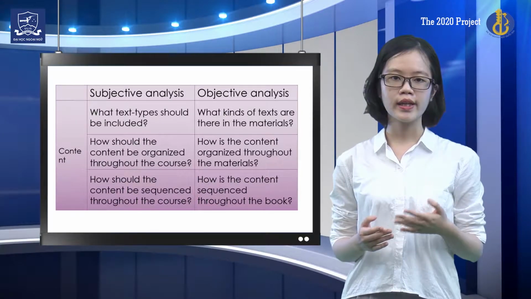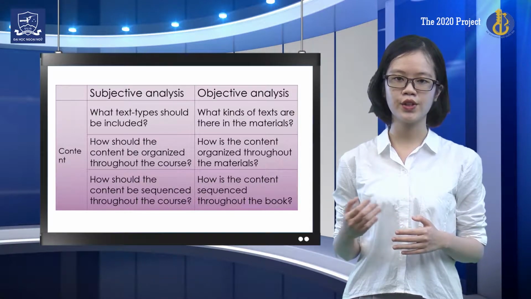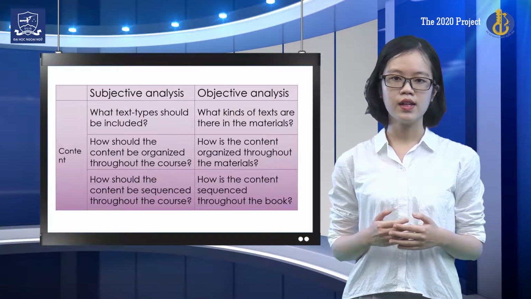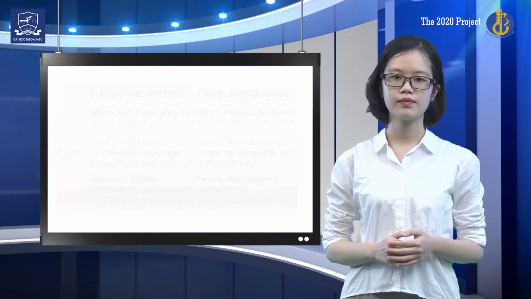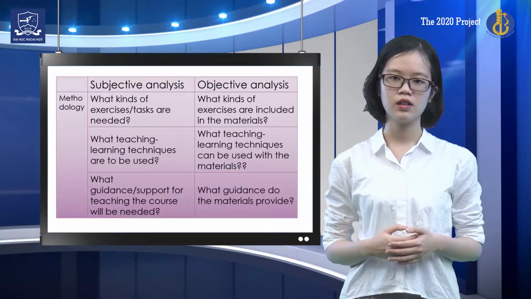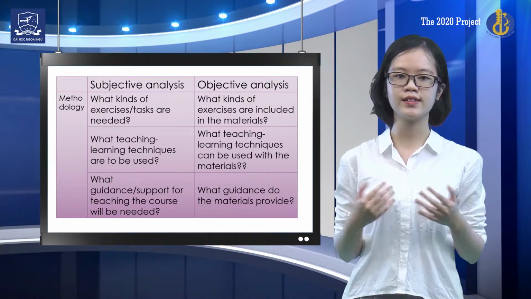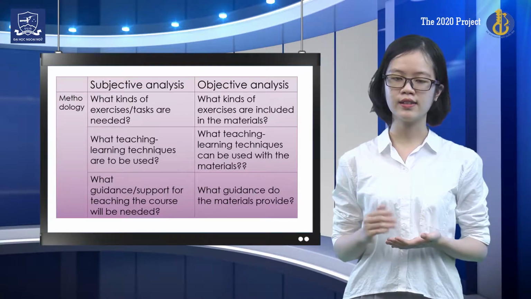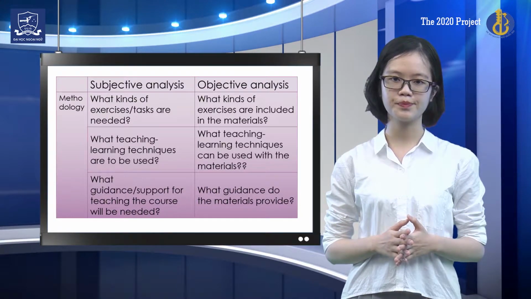In contrast, while carrying out objective analysis, we should look at the kinds of text in the materials, how the content is organized in the materials, and the way it is sequenced throughout the book. Lastly, we also look at the methodology criterion. Subjective analysis gives us information about the kinds of exercises and tasks that are needed in the course, while objective analysis lets us know the kinds of exercises included in the materials.